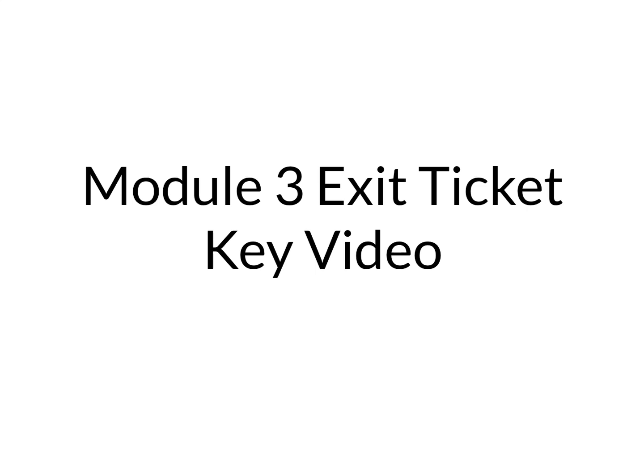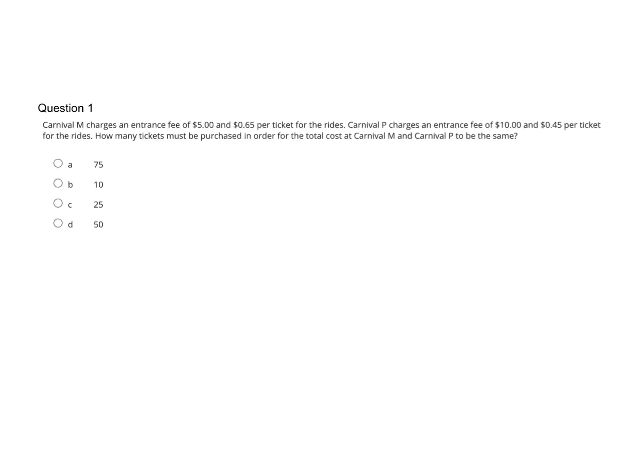This video goes over your Module 3 exit ticket. For question 1, we're trying to create an equation and solve an equation to answer our question of how many tickets must be purchased in order for the total cost to be the same at the two carnivals. So we have M equal to P, that's what we want.